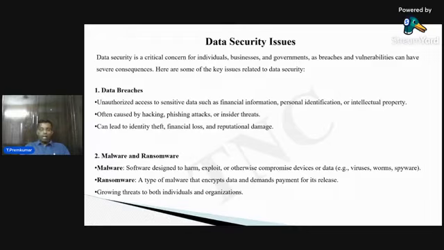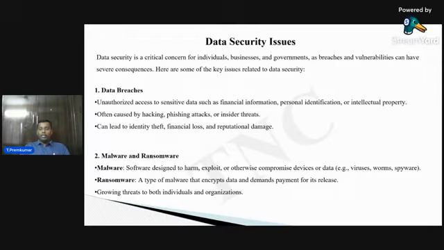When you talk about malware and ransomware, these are the mainly used attacks we can discuss in the case of the network field. The first one is malware. This is software designed to harm, exploit, or otherwise compromise devices or data. That is what it is.